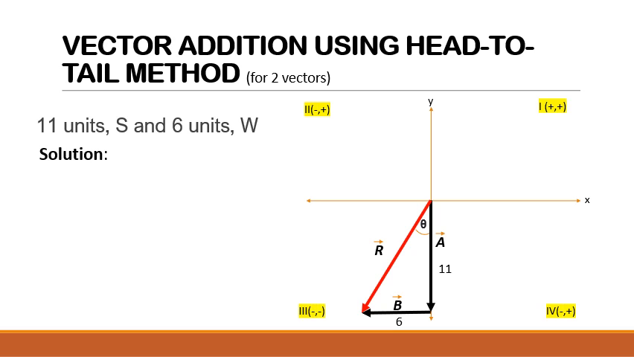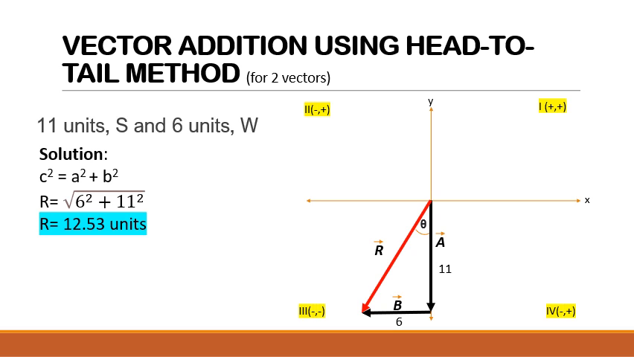So using the Pythagorean theorem, we can calculate the resultant by getting the square root of the sum of the squares of the sides. So that's 6 squared, that's the side for the B vector, and 11 squared for the length of the vector A. So 6 squared plus 11 squared, square root of that is 12.53 units. And that's our resultant for this example.